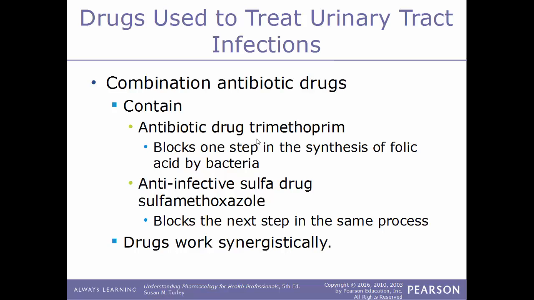These will often contain the antibiotic drug trimethoprim, because this blocks one step of the synthesis of folic acid by the bacteria. It will also include an anti-infective sulfa drug, sulfamethoxazole, and this blocks the next step in the same process. So these two individual components work synergistically to help prevent folic acid synthesis by bacteria.